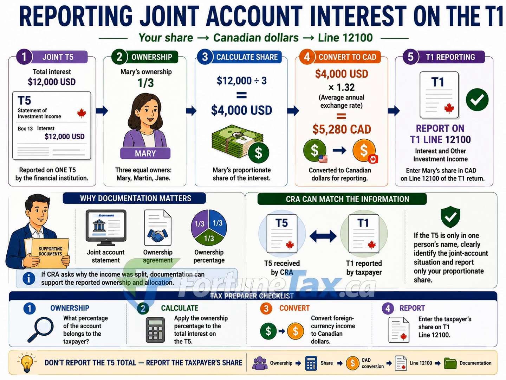There is another important part of this process: documentation. If the account is jointly owned, keep supporting information such as the joint account statement, an ownership agreement where applicable, and records showing the ownership percentages. Why does this matter? Because if the Canada Revenue Agency asks why the investment income was divided in a particular way, the taxpayer should be able to support the allocation.